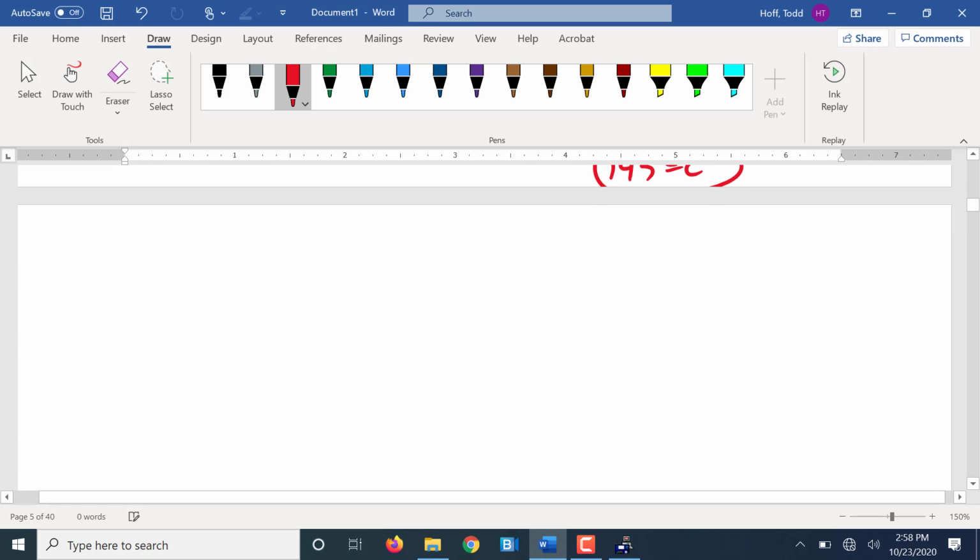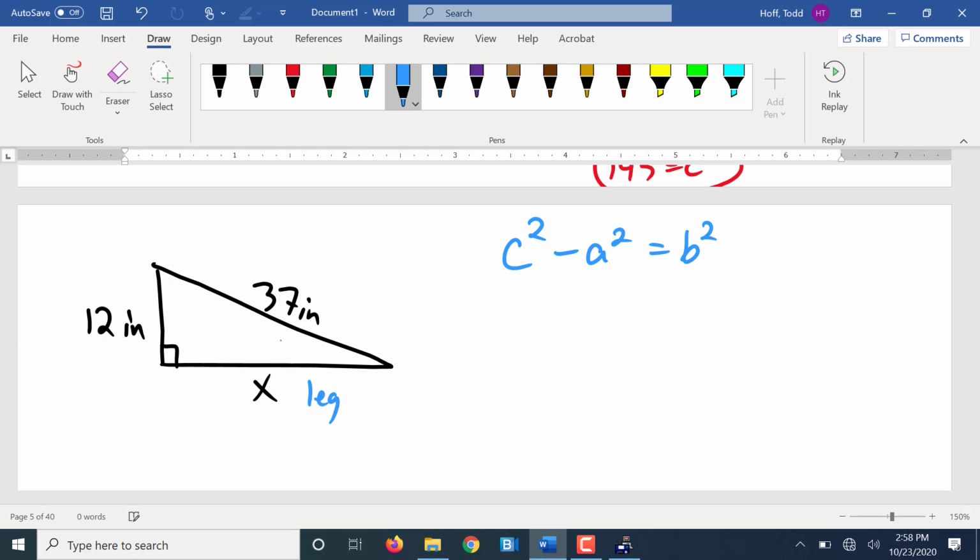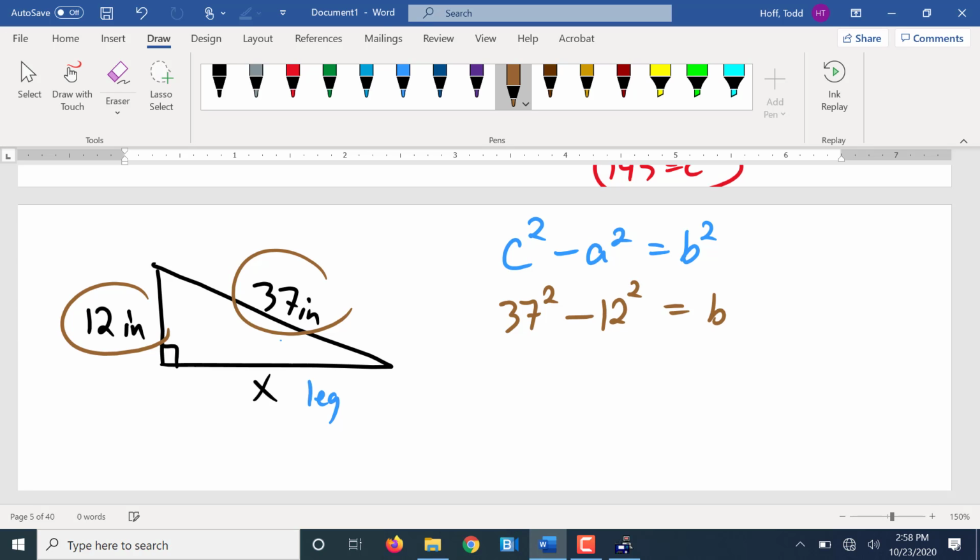The other case, somebody give me another number between 6 and 20. I heard 12. We'll use 12. We're missing a leg rather than the hypotenuse. So in this case, if we're missing a leg, we're going to use c squared minus a squared equals b squared. So the hypotenuse, 37 squared, minus the leg of 12 squared equals the other leg squared. What is 37 squared?